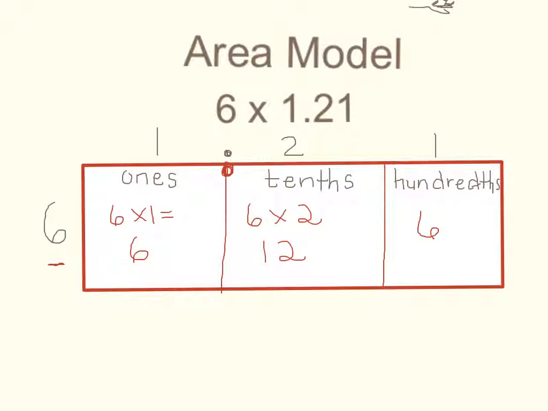Now we have to make our adjustments. If we have more than 10, a 10 will move over to the larger place value. So we have 7 ones now and 2/10 and 6/100ths. So 6 times 1 and 21/100ths is equal to 7 and 26/100ths. If it makes sense, we know that 1 and 21/100ths is close to 1. It's a little bigger than 1. 6 times 1 is 6.